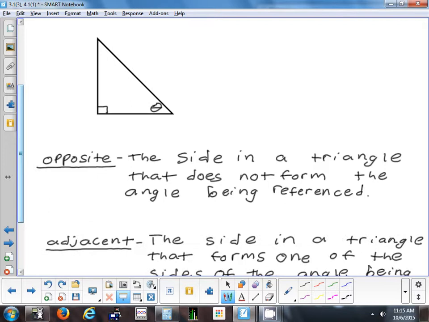Okay, adjacent is the side that's right next to the angle. That's not the hypotenuse. Right? So it's the side in the triangle that forms part of that angle. If I took away that bottom side, I wouldn't have an angle anymore here. Okay? So this is adjacent. That side is opposite.